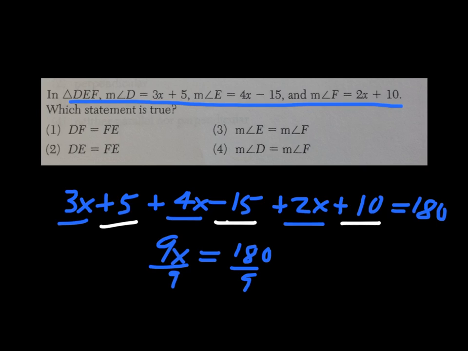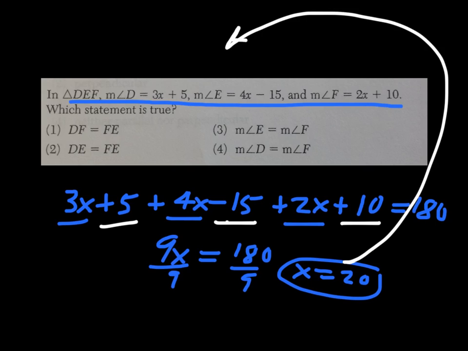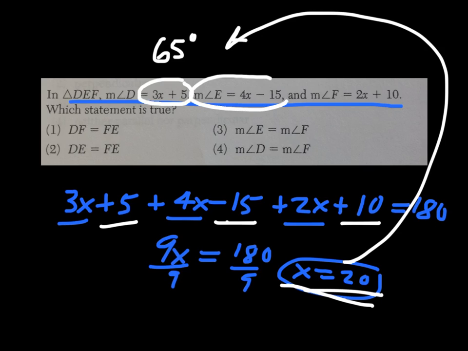Divide by 9. I get x is 20, and it's a start in the right direction of figuring out the answer. Once I know that x is 20, I can take it back to the very beginning to plug into each of these expressions. So if x is 20, 3x plus 5 would be 60 plus 5, or 65 degrees. If x is 20, then 4x minus 15 would be worth 80 minus 15, or 65. And then finally, angle F would be worth 2 times 20 is 40, plus 10 is 50.